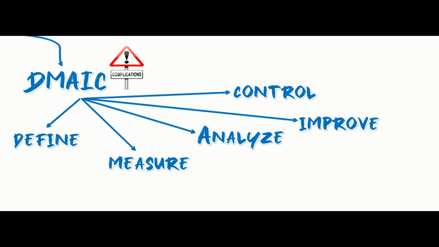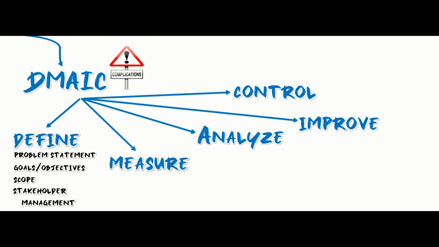Let's walk through it. First is the define phase. Tim starts by clearly defining the problem, setting the project goals, and outlining the scope. He works closely with the stakeholders to understand what success looks like and who needs to be involved. Next is the measure phase. Tim gathers data on how the current process is performing. He looks at key metrics like turnaround time, error rates, and the volume of complaints, anything that helps build a solid baseline.